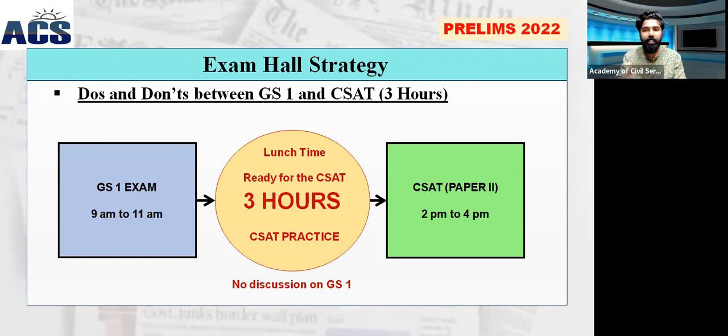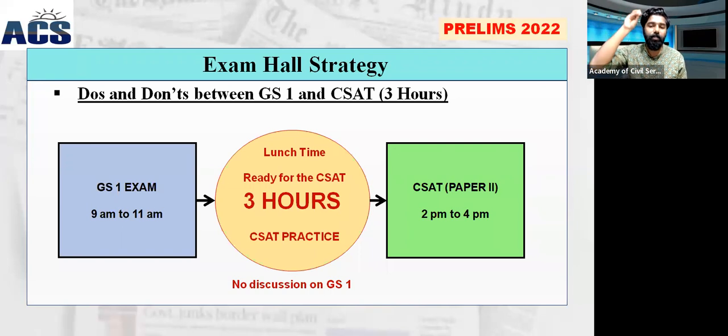Normally, when any test series finishes, the other aspirants will come to you and discuss the GS1 paper. They will say, you didn't attempt this question, you didn't know this topic, I have given this answer, this is the right answer, you have attempted this, that is a mistake. These discussions will continue, and because of that you will have stress in your mind. It can affect your strength and confidence in appearing for the CSAT examination. So it is better to avoid any discussion on GS1 which happened in the morning.